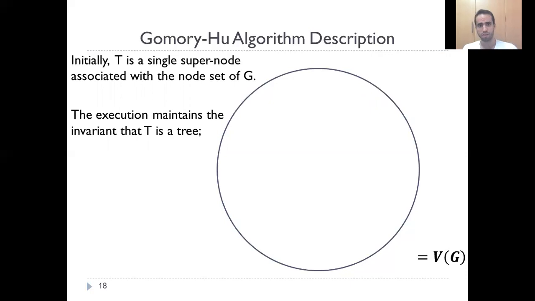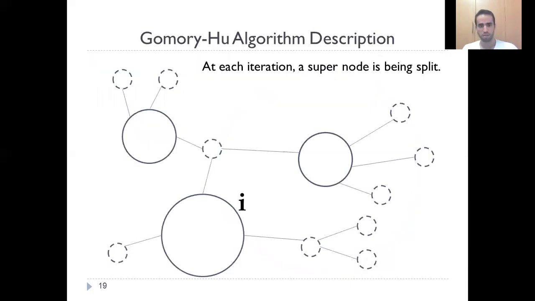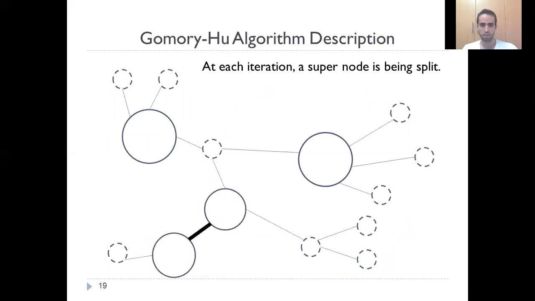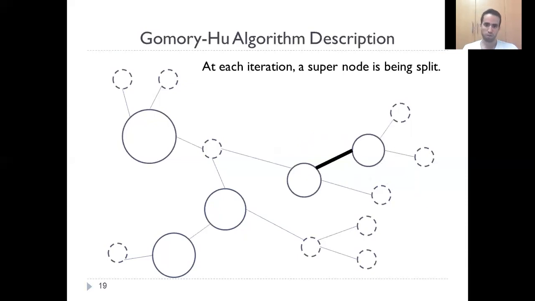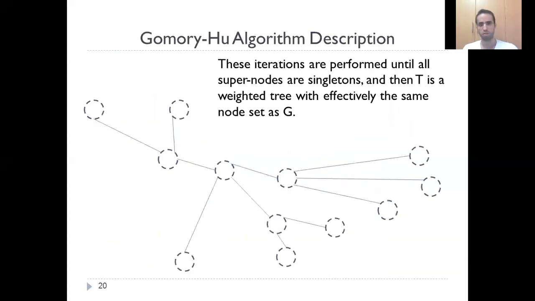At every iteration, a supernode is picked and split into two, and the subtrees that were connected to the supernode I are now connected to one of the two new supernodes, and so on. We continue, picking a supernode, splitting it into two, reconnecting, etc. We continue until every supernode is a singleton, and then we have the cut-equivalent tree.